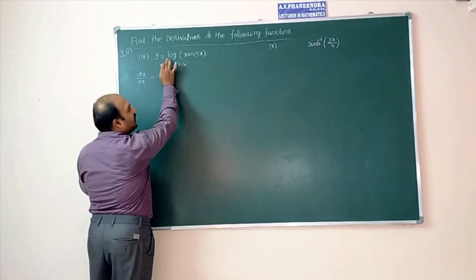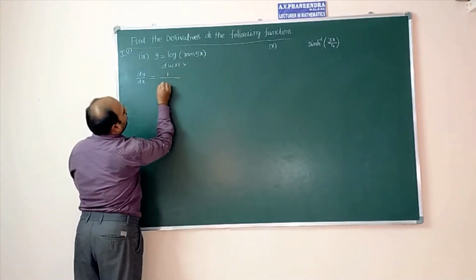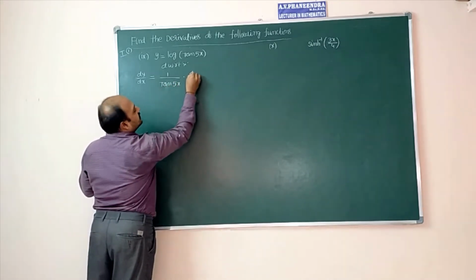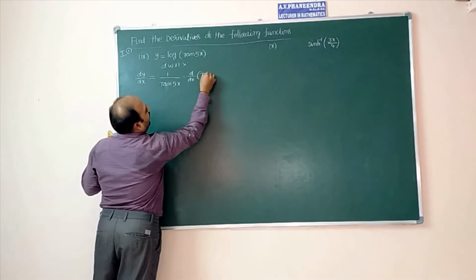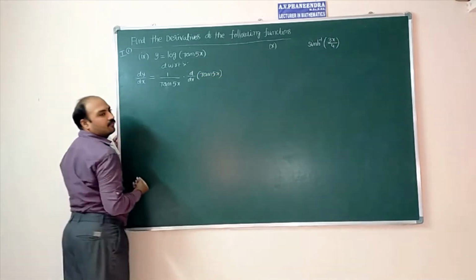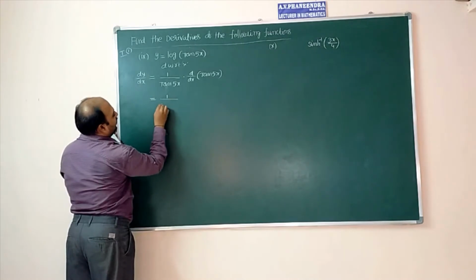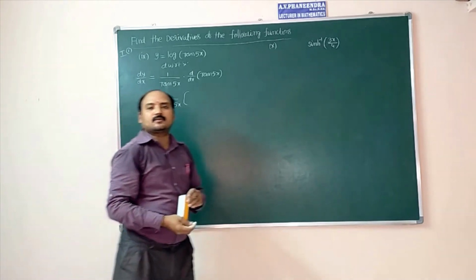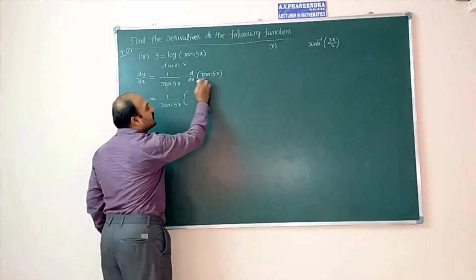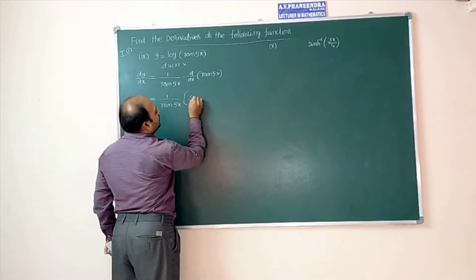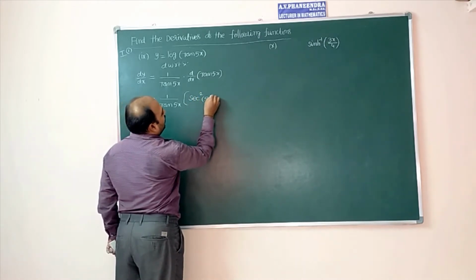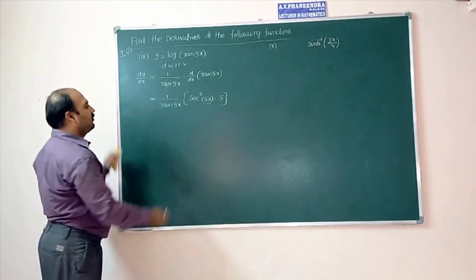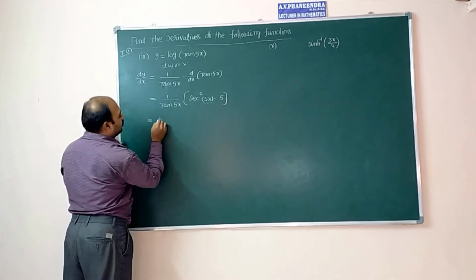Similarly, d by dx of log of tan 5x is 1 by tan 5x into d by dx of tan 5x. Which is equal to 1 by tan 5x. D by dx of tan x is secant square x, so d by dx of tan 5x is secant square 5x into d by dx of 5x, which is 5. D by dx of ax is a. So we can write it as 5 into.